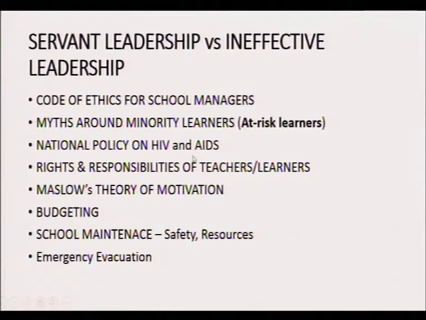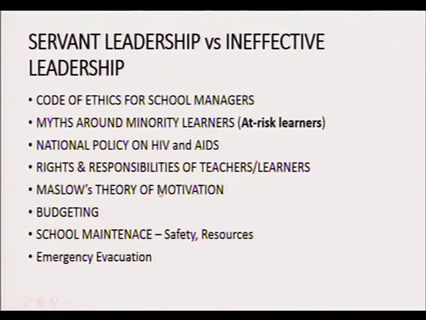National policy on HIV and AIDS. What does the policy on HIV and AIDS say? So there are many aspects under the national policy on HIV and AIDS that you need to familiarize yourself with.